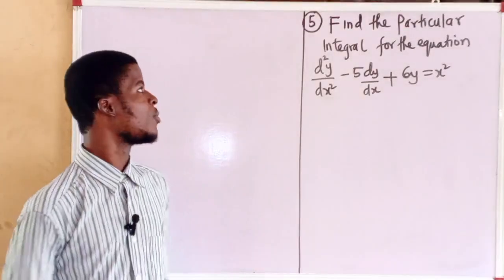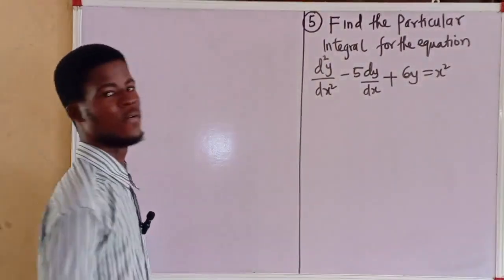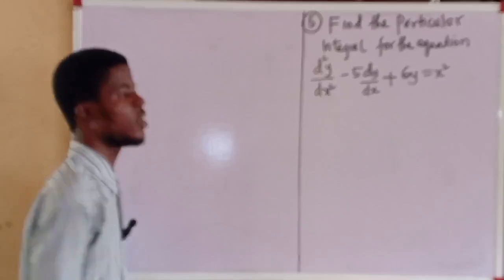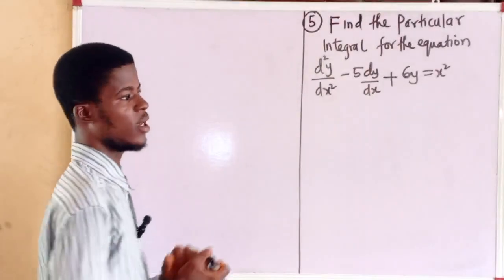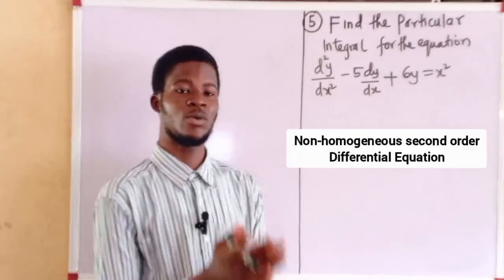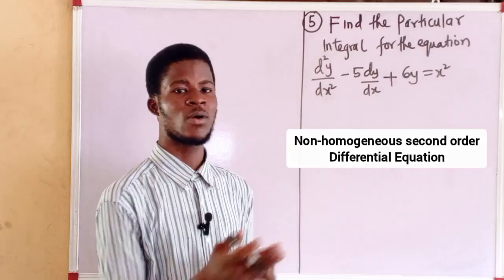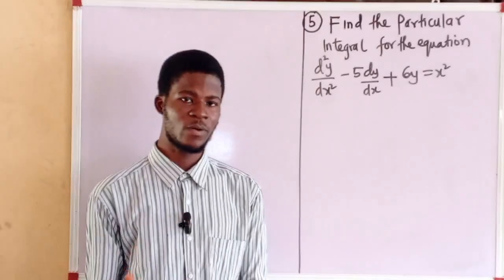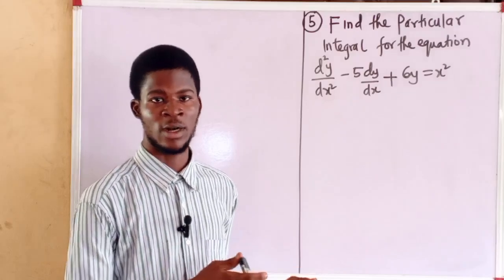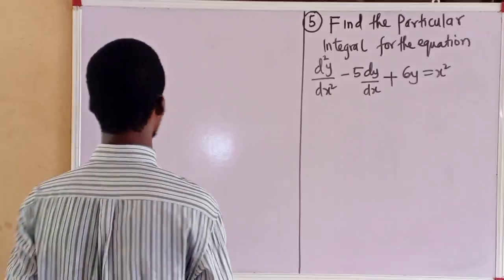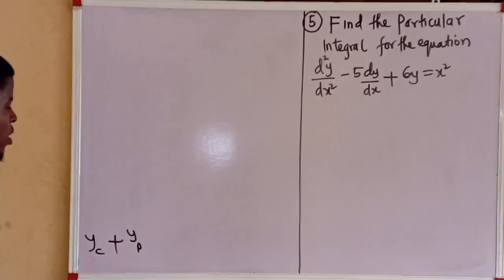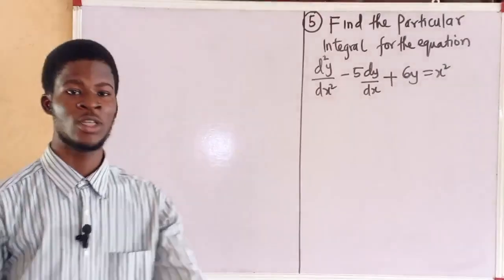See the fifth question. We have to find the particular integral for this differential equation: d squared y dx squared minus 5 dy dx plus 6y equal to x squared. Now, this is a second order differential equation. To determine the solution of a second order non-homogeneous differential equation, we need the complementary function and the particular integral. The complementary function is y sub c, and the particular integral is y sub p. If I add the two of them together, I will get the general solution to that differential equation.